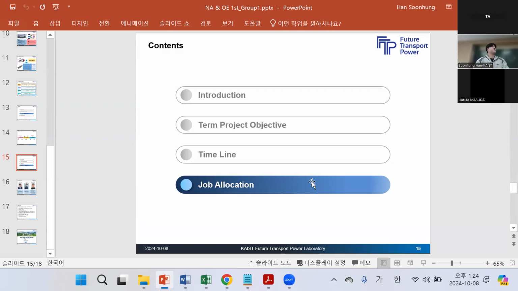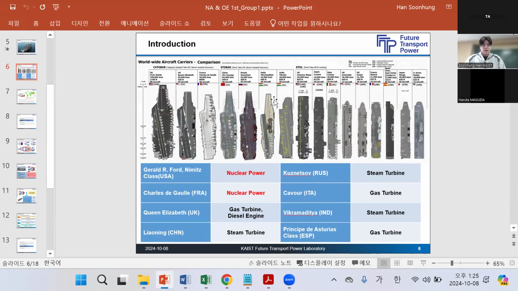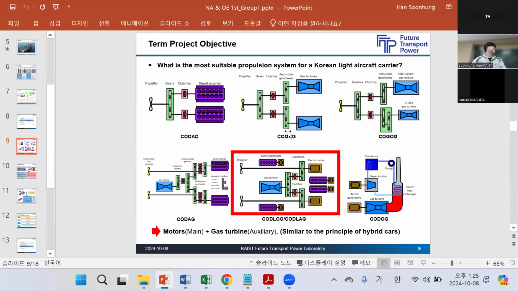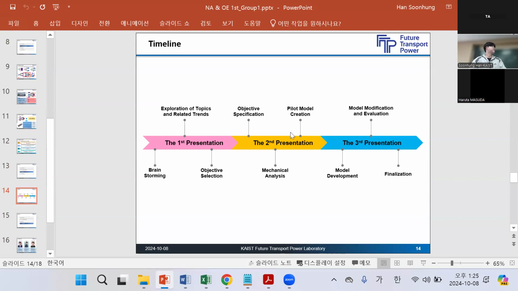Maybe we focus on the light version. We guess it's lighter than this, like 40K. Anyway, we need to start by fixing the size and speed. Otherwise, you cannot start on the propulsion system. You need to find out how much horsepower is needed. Yes, we will do that in the mechanical analysis. You need to have the dimensions and speed to calculate the horsepower. That's why I'm asking if the size is fixed.